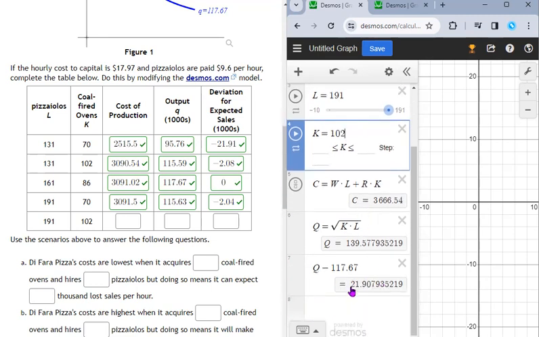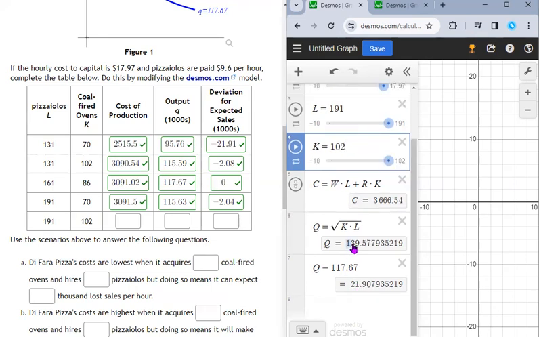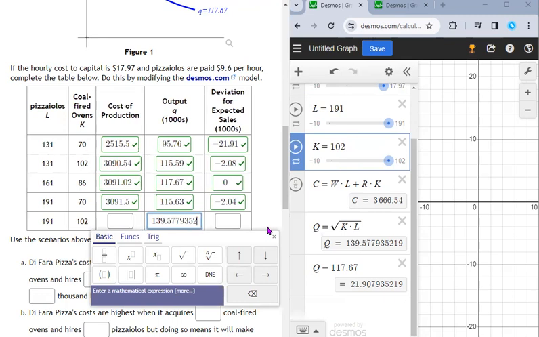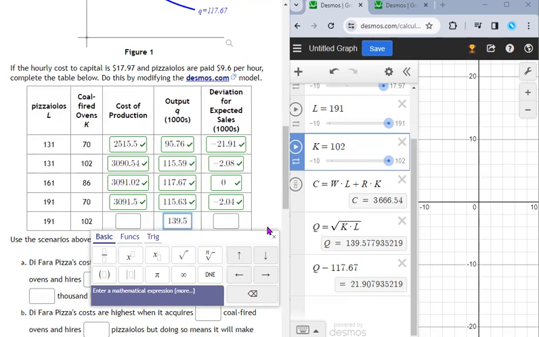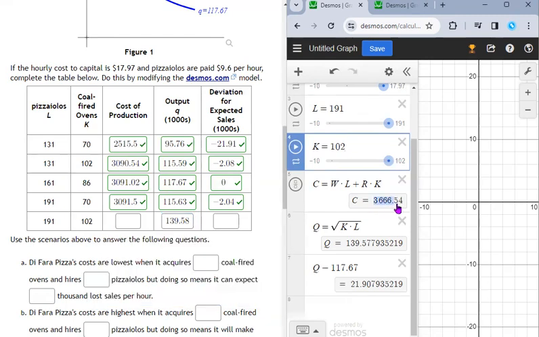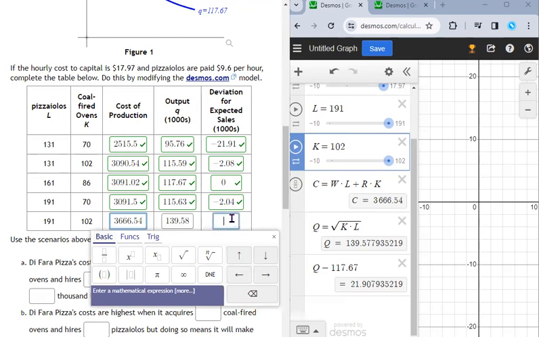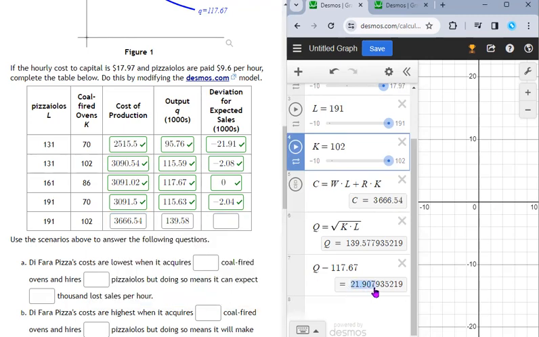Okay, in this situation, output is 139.58 because that's a 7. That's a 5.8 there. So 7 makes that 8. Our cost is $3,666.54. And we overshoot. We produce too much.